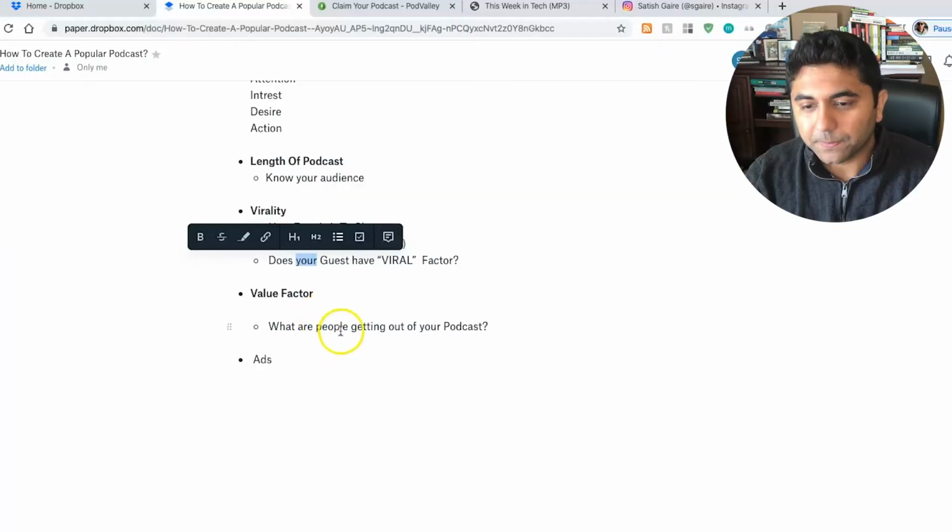So when you're picking your guest, make sure they've got some guts, okay? Because there's no shortage of people. You can find other people who are more popular. Use them, okay? Don't just bring your friends over on your podcast. Oh, friends, Bob, Jill. Hey, do Bob and Jill have the virality factor? If they don't, let them go, okay?